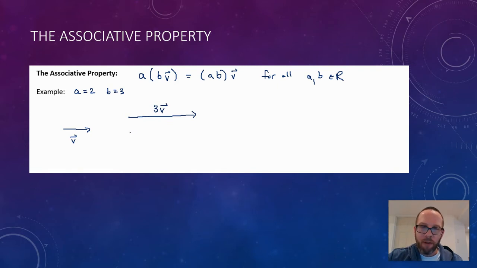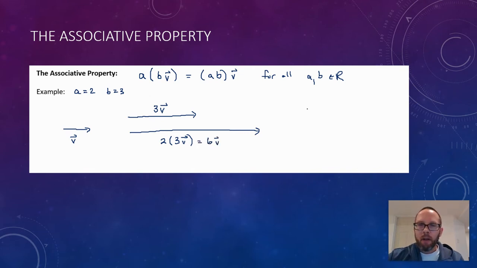2 times 3V is just going to look like that, right? That's 2 times 3V. And we know that's going to give us 6V. Hopefully you guys are convinced. It's the exact same as if you just multiplied the 2 and 3 together and made V like 6 times as big. That's the associative property.